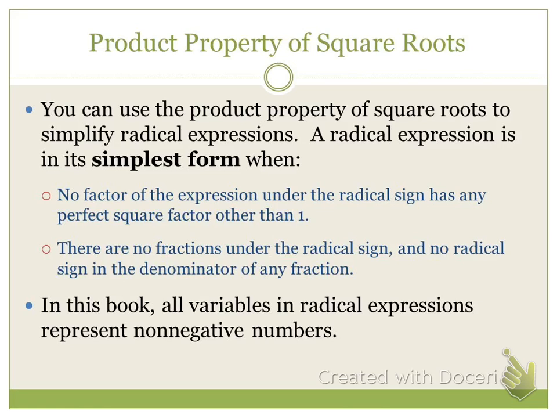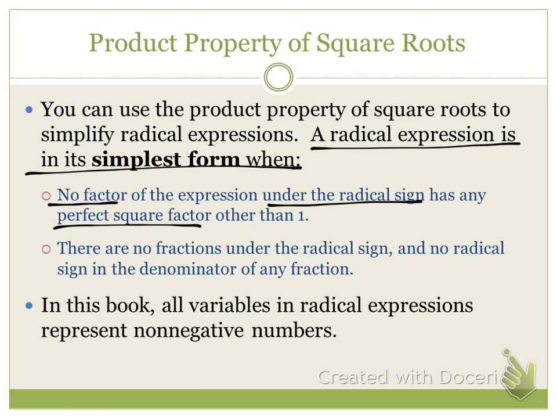All right, this is an important slide. You can know that a radical expression is in simplest form when no factor under the radical sign has any other perfect square factor. So that means what you leave under the radical cannot be broken down into a perfect square factor, and you can't take the square root evenly. And then there's no fractions, no radical sign in the denominator of any fraction. All right, so lots of words. Let's see how it plays out now in the examples.